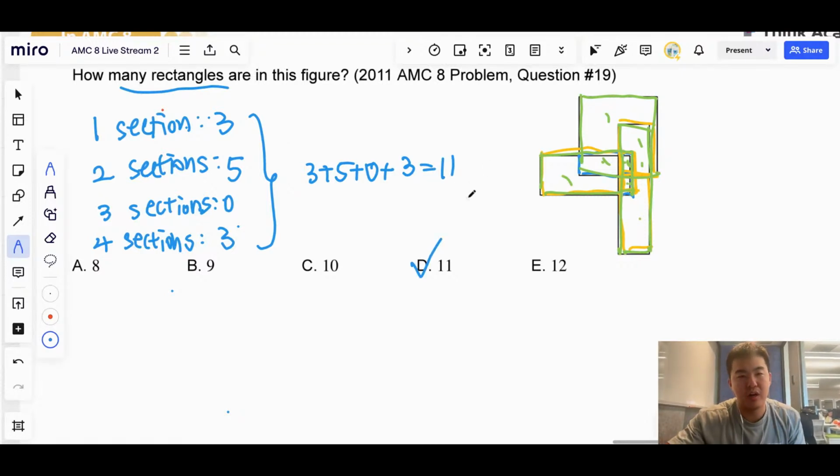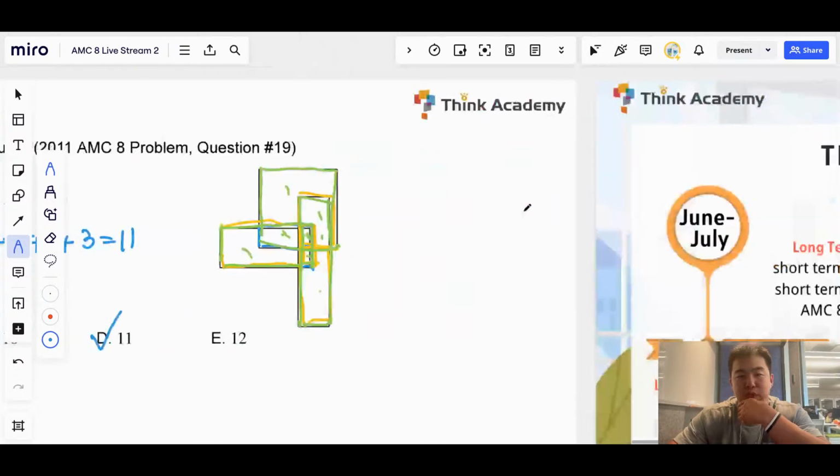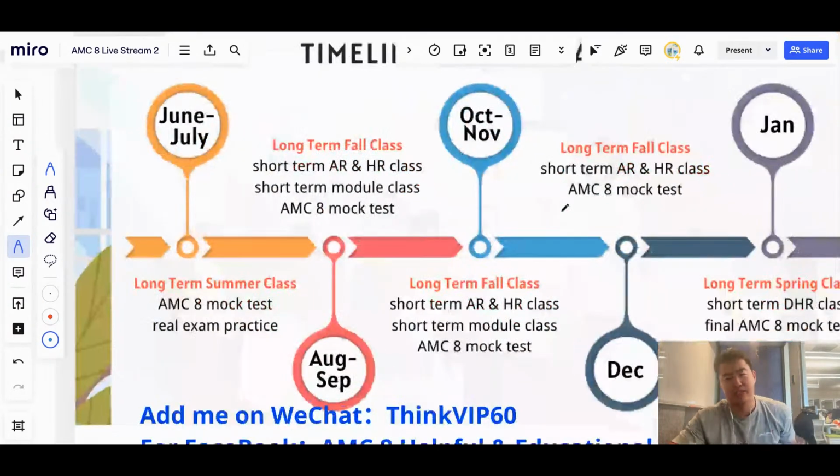So a quick review of how to do the problem. In order to avoid getting lost in counting, we can always separate all those rectangles into groups, right? Classify them into groups based on the number of sections contained inside. So that's for this AMC 8. It's problem number 19 in the 2011 AMC exam.